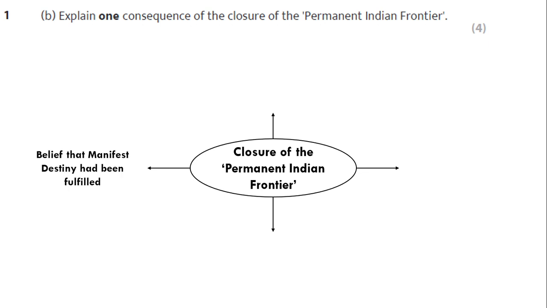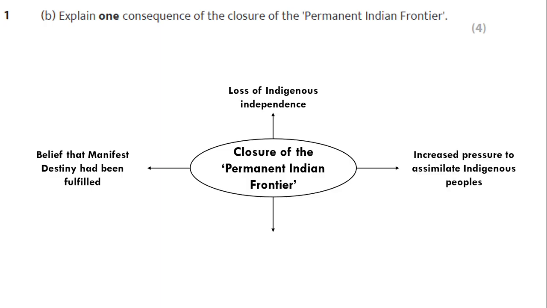Firstly, it leads to a belief that manifest destiny had been fulfilled. Now, manifest destiny is the belief that white Americans should control the whole of America from coast to coast, and that came from God. Second consequence, a loss of indigenous independence. Our third consequence, it increased pressure to assimilate indigenous peoples. And finally, it led to the growth of settlement and new states.